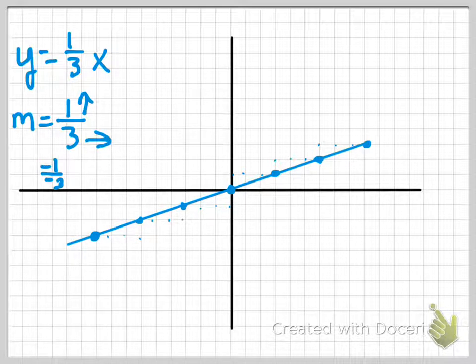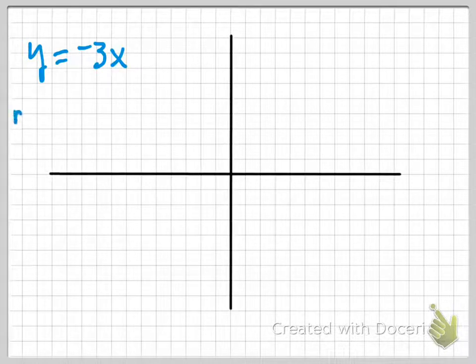So you can see it's very important for slope to be written as a fraction because the top number tells me how much I go up or down, the bottom number tells me how much I go left or right. This next example, I decided to put in a negative, one that's already negative. Now when I write this slope, I'm keeping the negative with the top number. So negative 3 over 1.